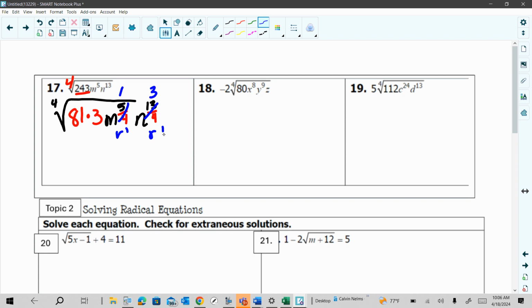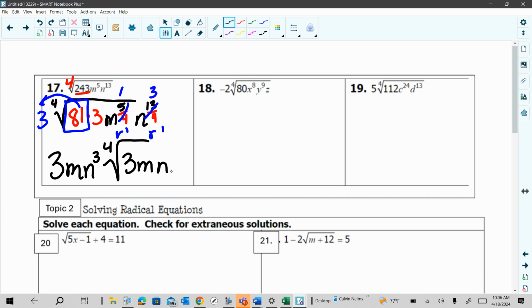Okay. 81 is the perfect fourth root. The fourth root of 81. Sorry, no, it's 3. Yeah, 3 comes out. So what we're gonna have is 3. Then our m, because it had 1 time, n to the third power, it went in 3 times. Then we have our fourth root of 3mn. Our remainders stay underneath the radical symbol. Okay.